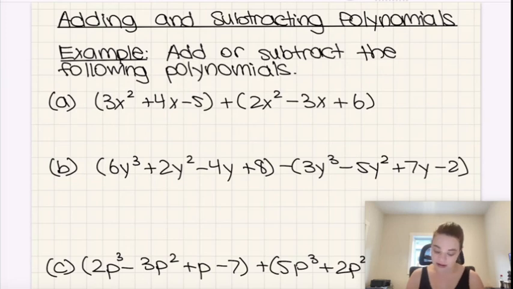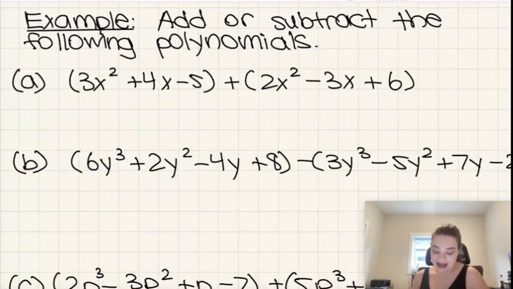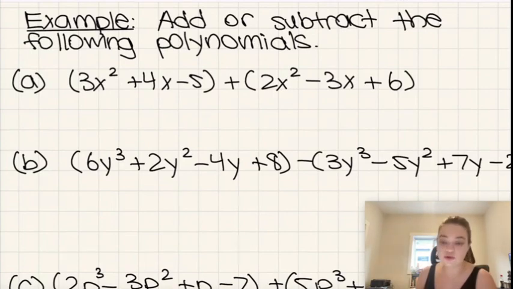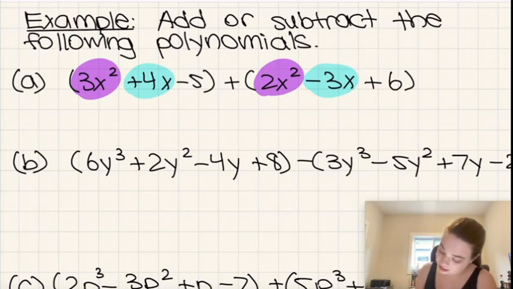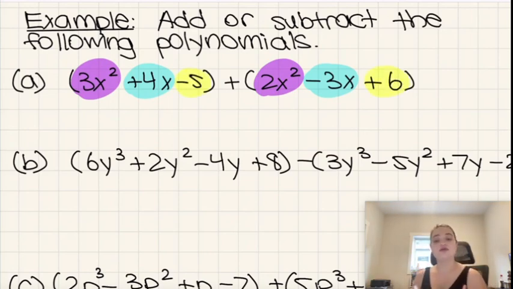So to give an example with part A, in order to add these two polynomials, I need to add together 3x squared and 2x squared. Because they both have an x squared, they are considered like terms. I also need to add 4x with negative 3x because both of these terms have an x with them, and so therefore they're like terms. And then last but not least, we have negative 5 and positive 6. And again, those are like terms, those can be combined. So let's now add and subtract those.